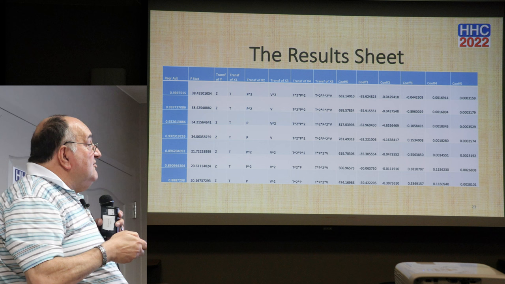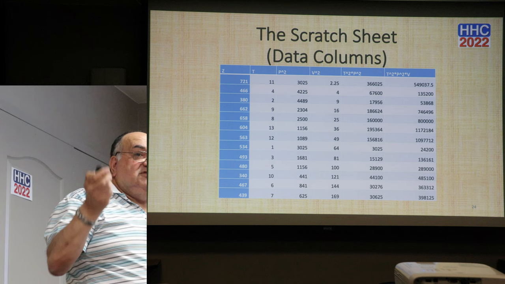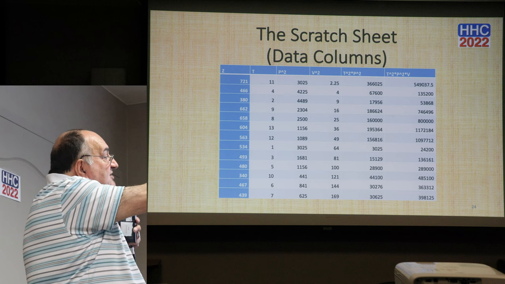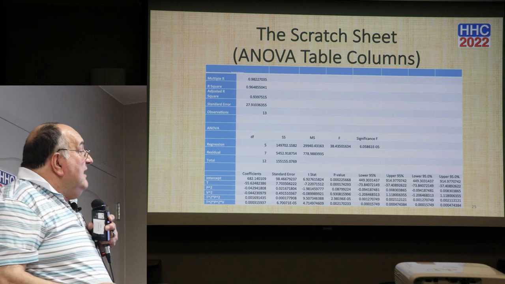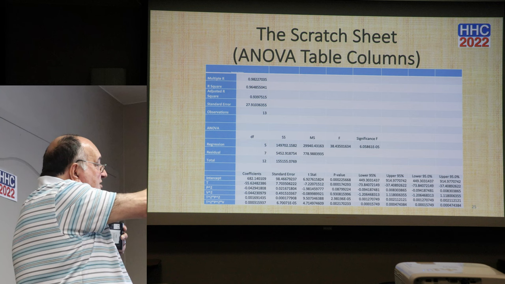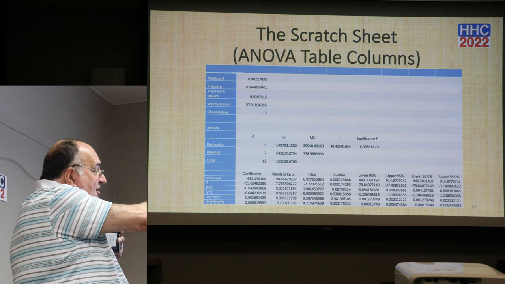There's a scratch sheet where it does the calculations, and the scratch sheet has three areas. There's the data column. This shows a snapshot of the first row of what the variables are and their transformation, and then the values for that. And here's the ANOVA table, to the left. You have the ANOVA table that shows you the R square, then the sum of squares, and then the third group is the coefficients of regression, standard error, t-statistics.